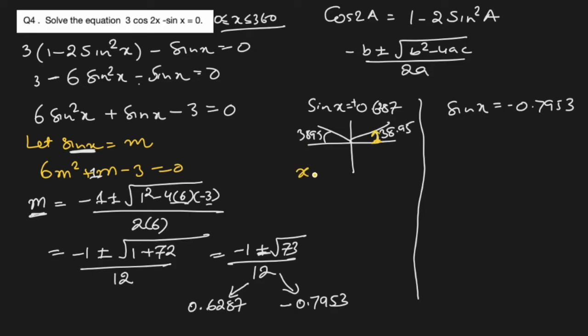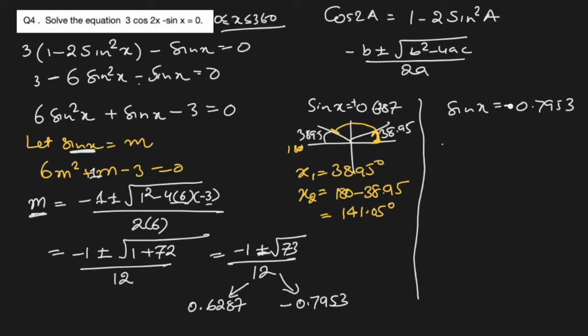So x1, let's call it x1, is 38.95 degrees. X2 will be again starting from 0 but reaching this line this time, which is 38.95 less than 180 degrees, which will be 141.05 degrees.